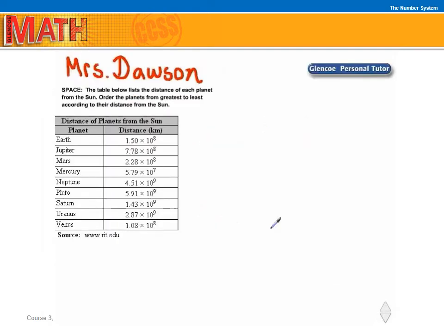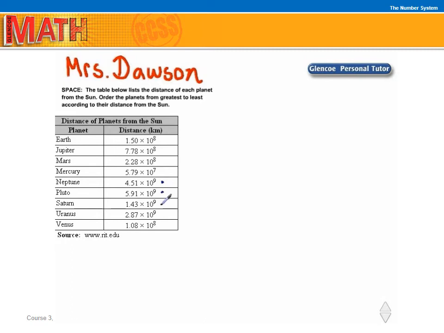This is Mrs. Dawson, and the following is a real-world example involving space. The table below lists the distance of each planet from the Sun. Order the planets from greatest to least according to their distance from the Sun. Notice that they are all in scientific notation, with 1 digit in front of the decimal. Because they are all in scientific notation, we can focus on the exponents.